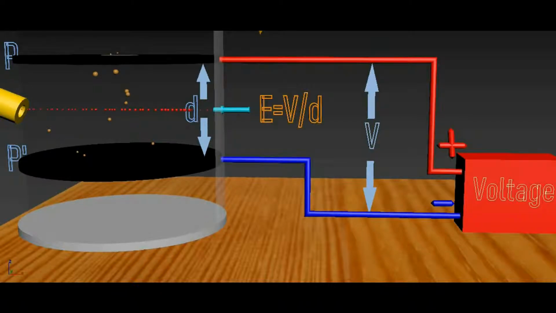As we know, the electric field intensity is equal to the voltage provided to the plates divided by the distance between the plates. He also noted down that equation. By comparing these equations we get the following results.